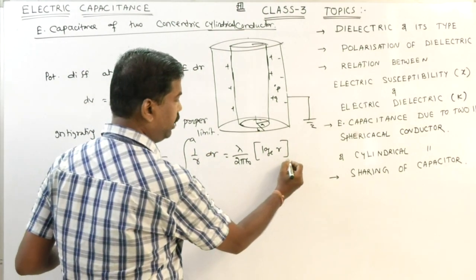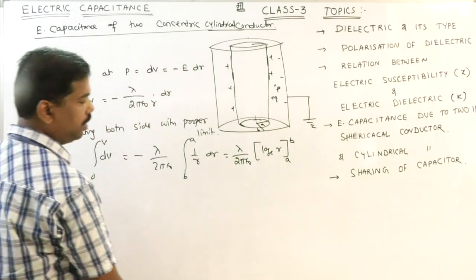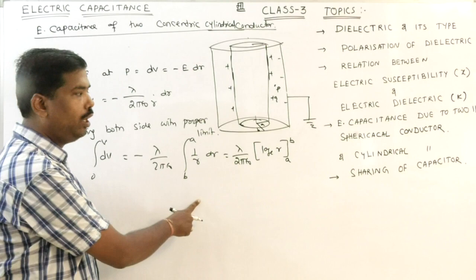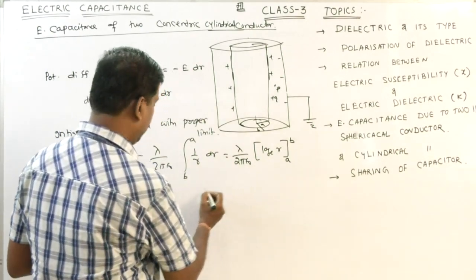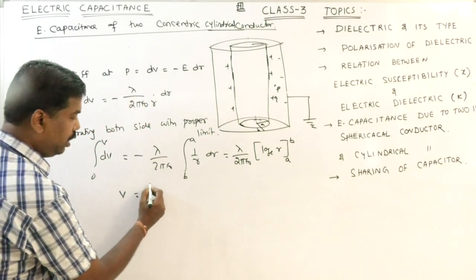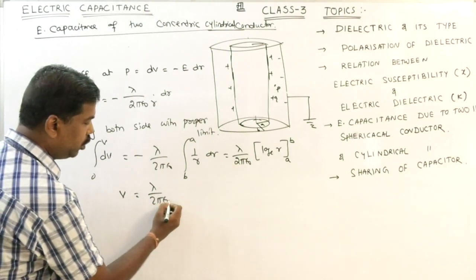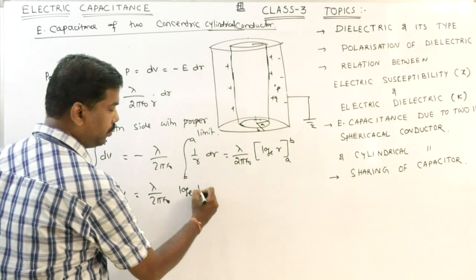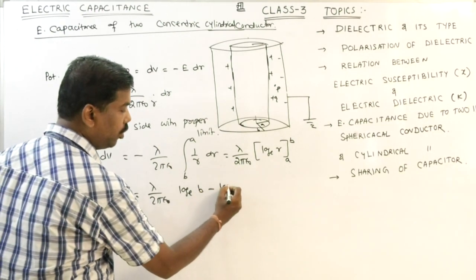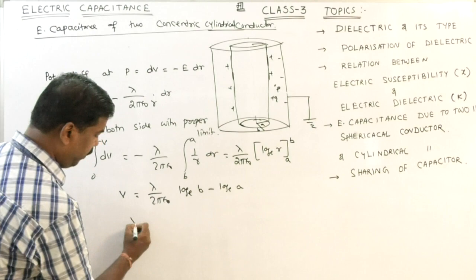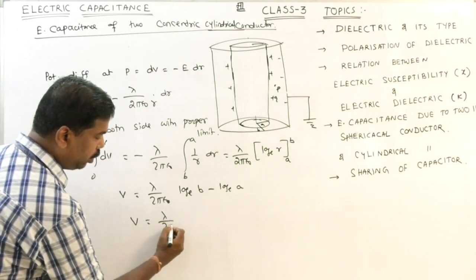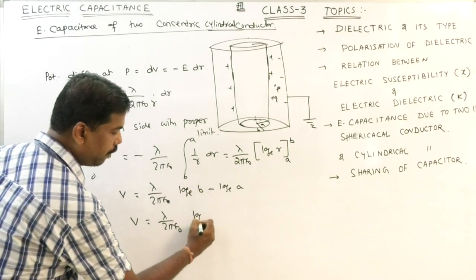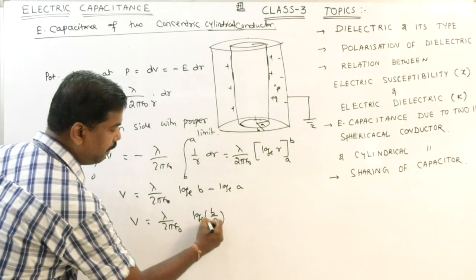Assuming the negative sign, it is to be A to B. Clear? So this negative sign changes the upper limit and lower limit. So it is from A to B, or V is lambda by 2 pi epsilon 0 times log B minus log A, or V is found to be lambda by 2 pi epsilon 0 log B by A.